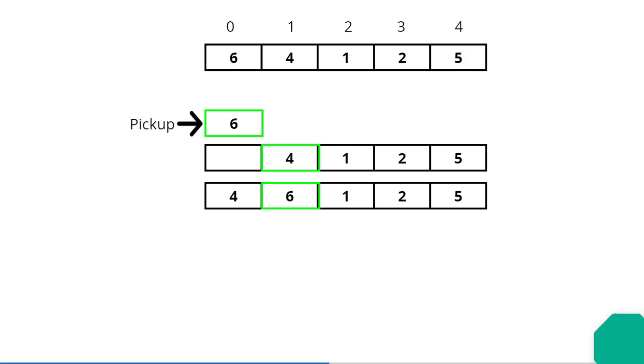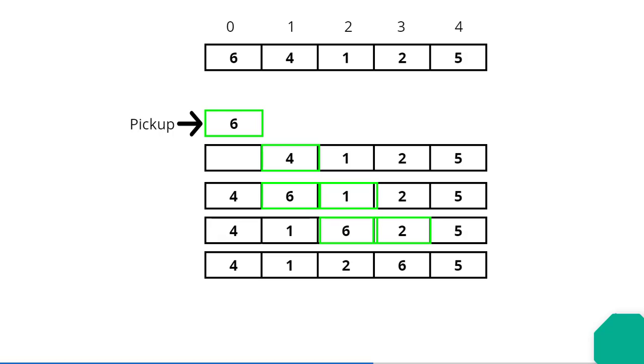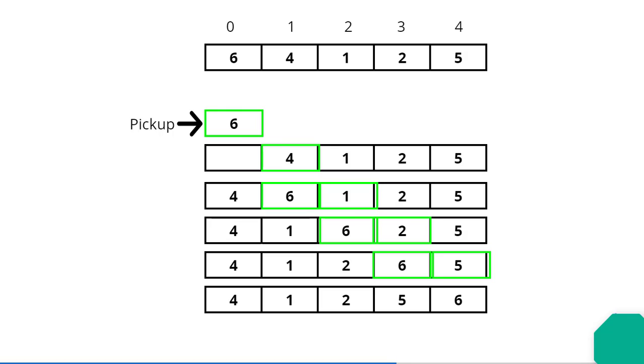Now we are comparing index number 1 with index number 2. It means 6 and 1, and 1 is less than 6, so swap this. Now comparing index number 2 with index number 3, 6 and 2, so 2 is less than 6, swapping this. Again we are comparing index number 3 with index number 4. Its values are 5 and 6, so 5 is less than 6, so again swap.